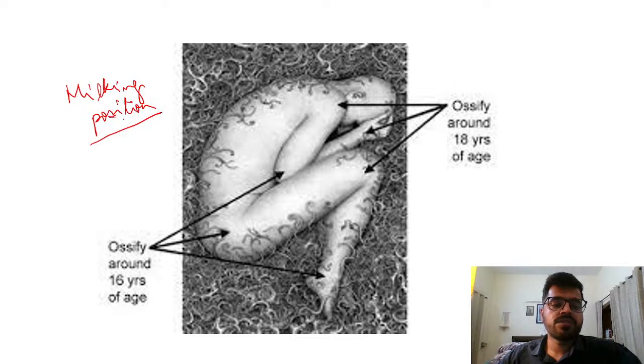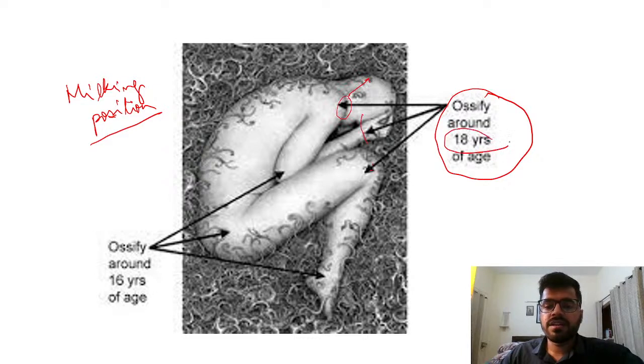So this we have created to remember when ossification occurs. So the joints towards the sky, that is the shoulder, the wrist, and the knee, they ossify at 18 years of age, whereas the joints away from the sky, that is the elbow, the hip, and the ankle, they ossify earlier. They ossify at 16 years.